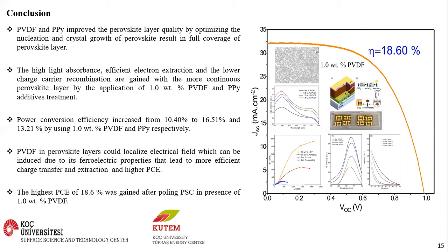lower charge carrier recombination are gained with the more continuous perovskite layer. Power conversion efficiency increased from 10 to 13% by adding polypyrrole and to 16.5% by adding PVDF in the perovskite solar cell. For the perovskite solar cell prepared with 1% PVDF, poling investigation revealed that the improved device performance is indeed correlated with the dipole field induced by PVDF, and the highest power conversion efficiency of 18.6% is obtained after positive poling.